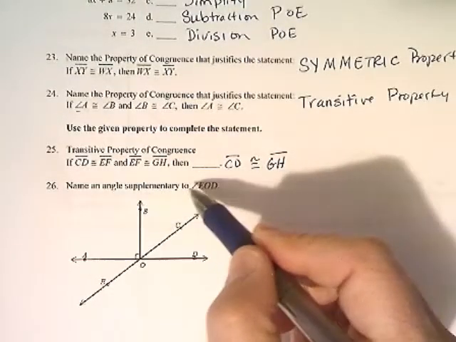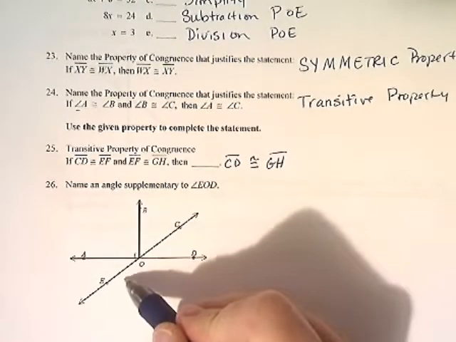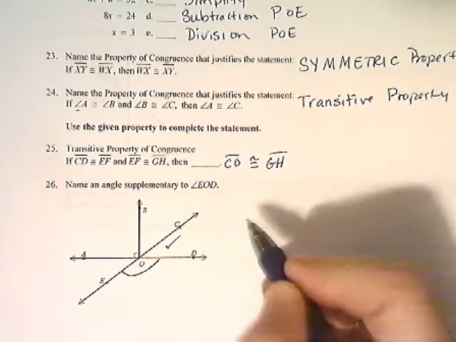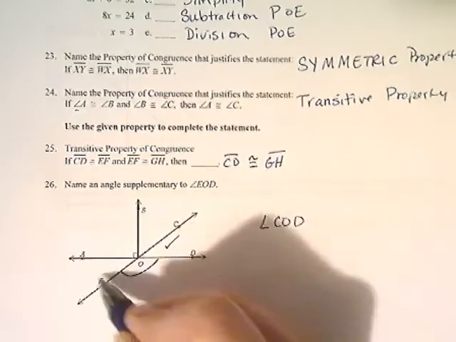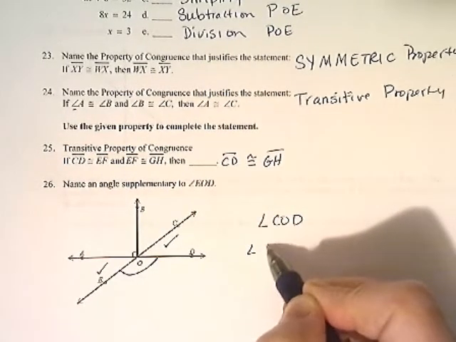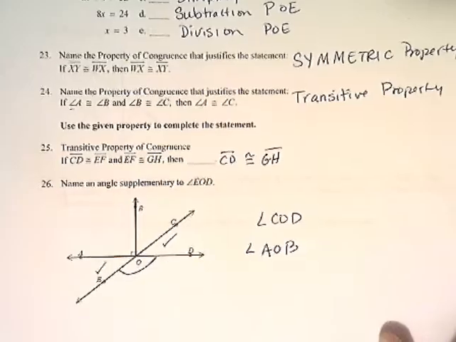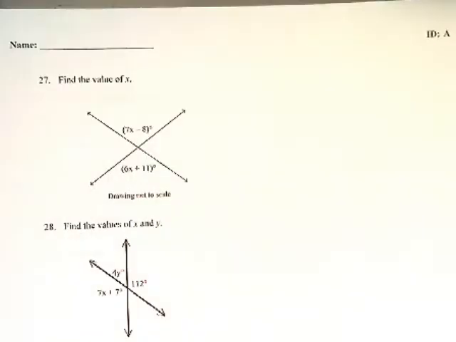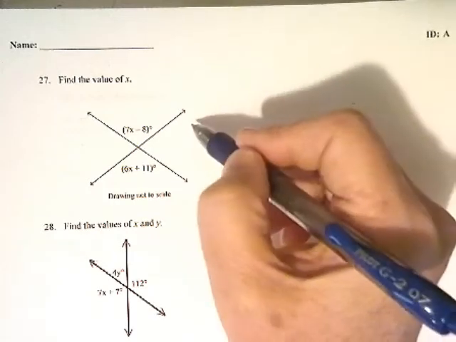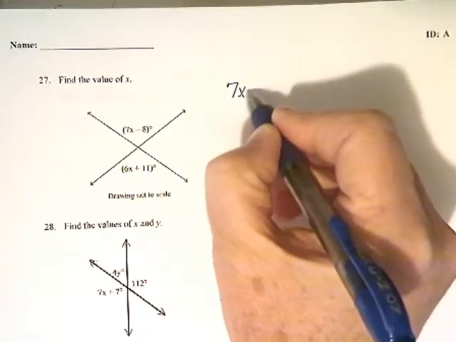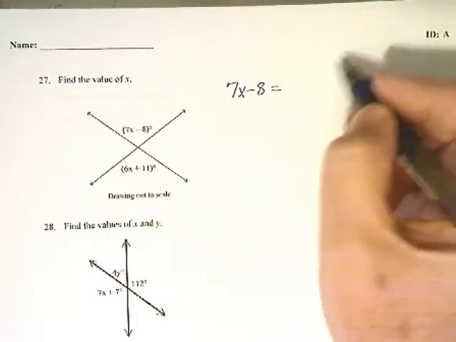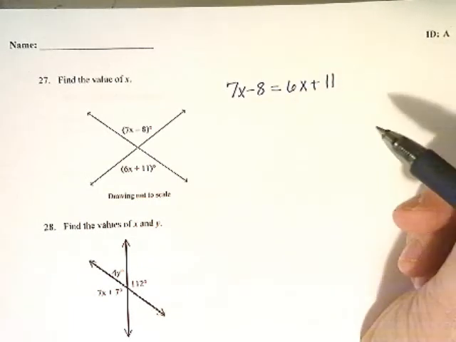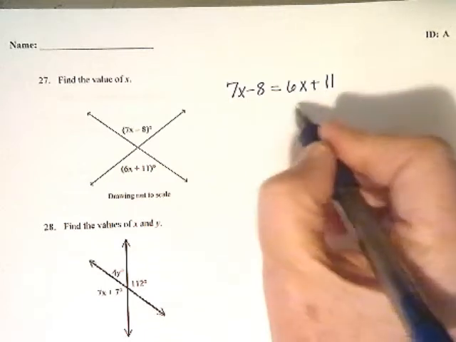26. Name an angle supplementary to EOD. Here's EOD. Supplementary could be this angle, angle COD, or this angle, angle AOB. Either of those would work. 27, find the value of x. These two angles are vertical, so 7x minus 8 equals 6x plus 11. And then you just solve using algebra.